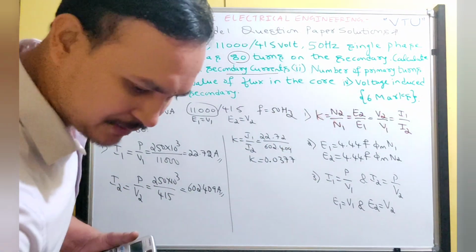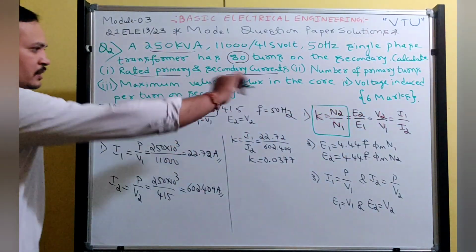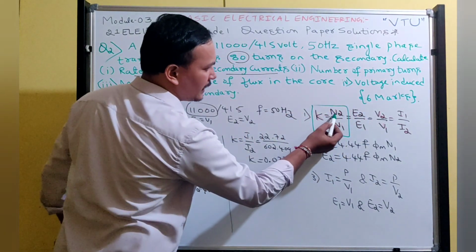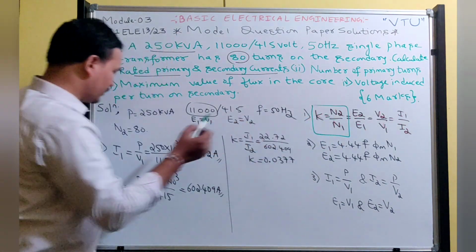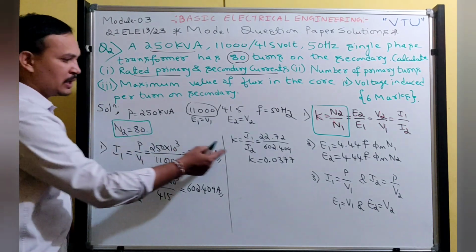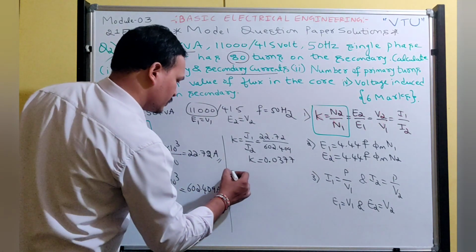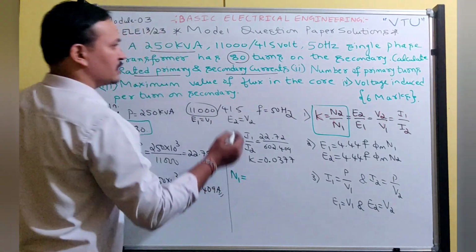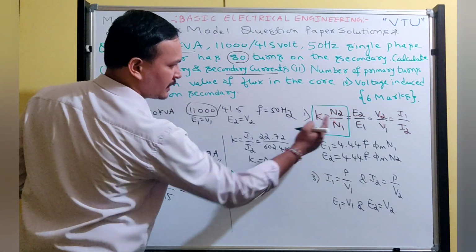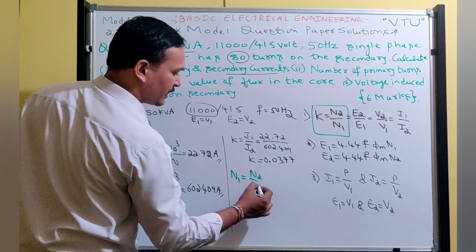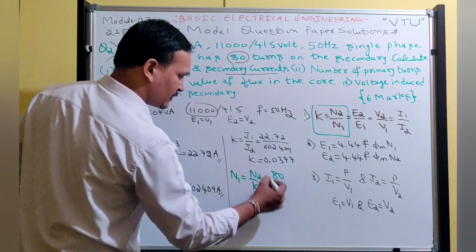Wait, I will change the color of the pen. I will take this green only. You take this ratio. See why I am taking that: N2 by N1 is equal to K. I know the K value. They gave the N2 value. By knowing K and N2, I can easily find N1. See how simple it is. So N1 can be written as, because that is the question they asked, the number of primary turns. From this one, how can we write N1? N2 by K. What is N2? The number of secondary turns is 80. What is the value of K?